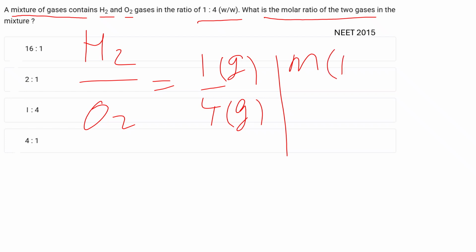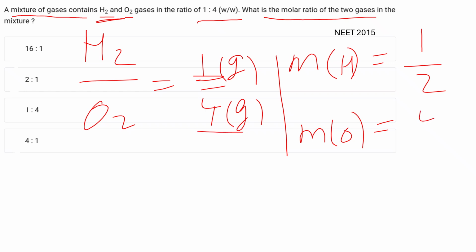Moles of hydrogen is nothing but given weight divided by molecular weight. What is the given weight? 1 gram. They are asking H2, there are 2 hydrogens. For 1 hydrogen, the molecular weight is 1; for 2 hydrogens, the molecular weight is 2. This is the moles of hydrogen. Then moles of oxygen: given weight is 4, and O2 is 16 plus 16, 32. Then we need to take the molar ratio of the two gases in the mixture, H2 and O2. So we need to take these two ratios.